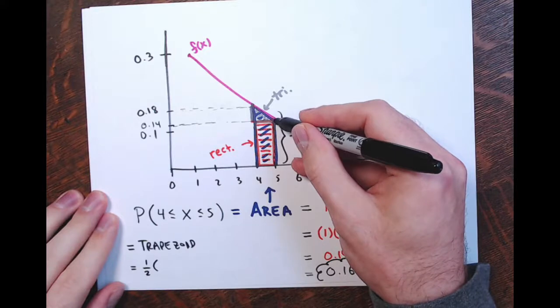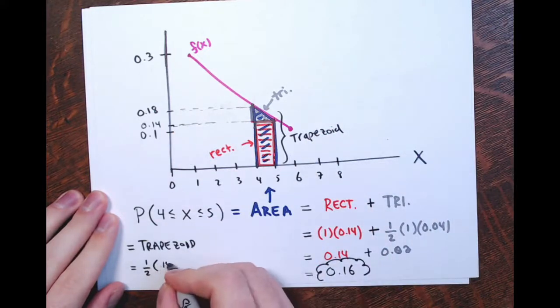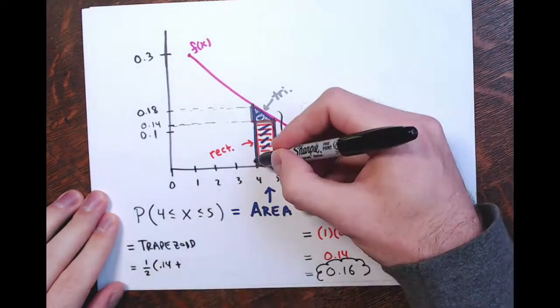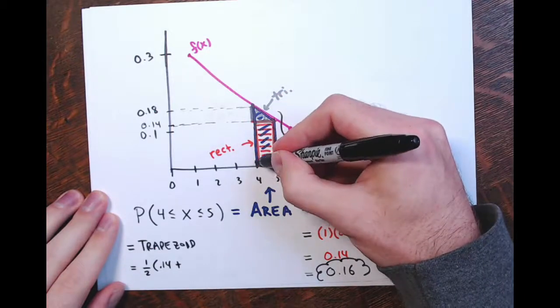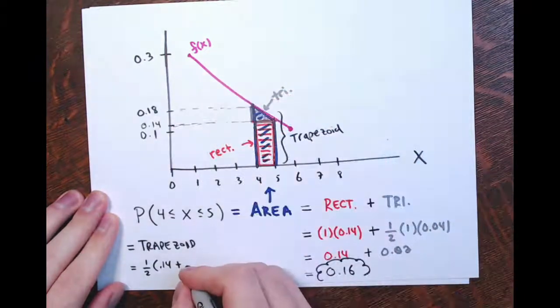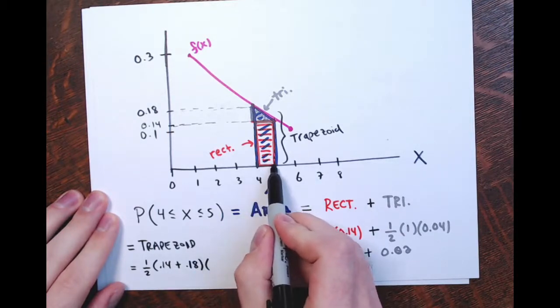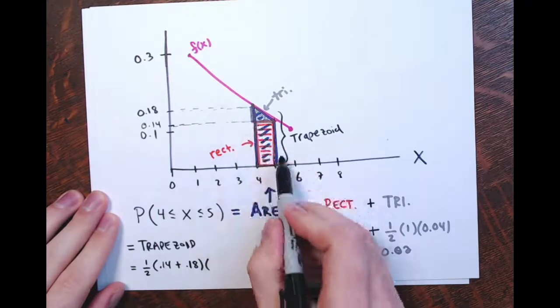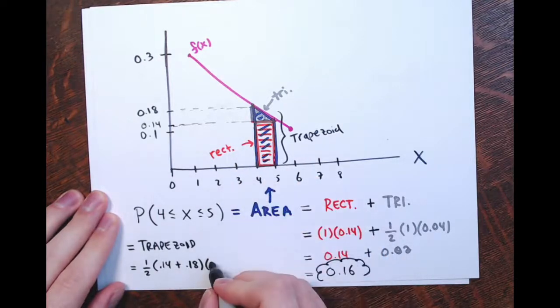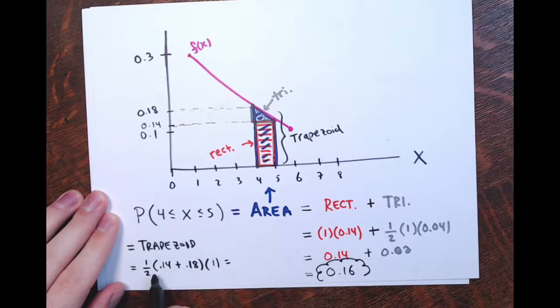This one has a length of 0.14 plus the other side length that's parallel to it, this other base, which has a length of 0.18. And then times the distance between those parallel sides, which is just 1 unit. The distance between the two parallel sides here is from 4 to 5, that's 1 unit. And what's 0.14 plus 0.18? This is 0.32. Half of 0.32 is 0.16, times 1 would be 0.16.